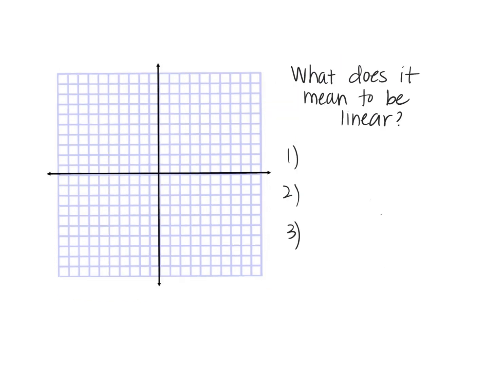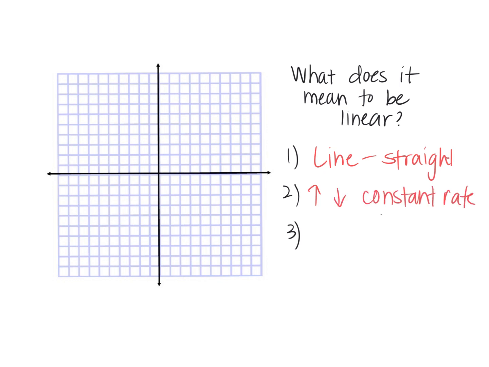And then a quick refresher on what it means to be linear. Well, to be linear, something needs to make a line. It has to be straight. It has to go up or down at a constant rate, which we are going to talk about more this chapter. So again, here's my line. It's going up at a constant rate. Here's the line going down at a constant rate.